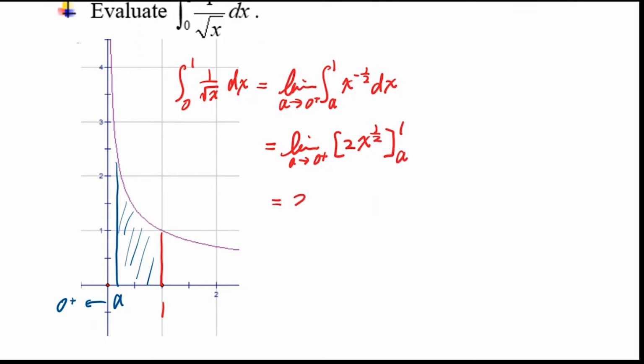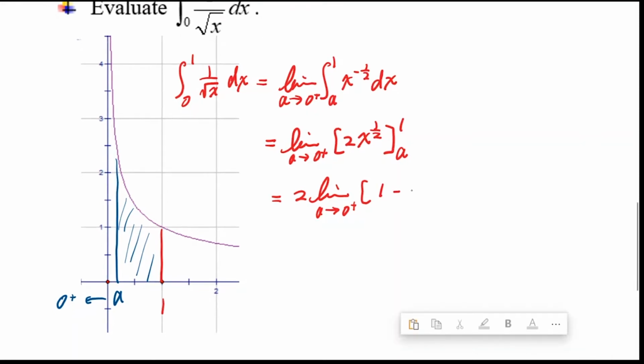Let's take that 2 out front, since it's a constant. So, as A approaches 0, we substitute 1: we have 1 to the 1/2 power minus A to the 1/2 power, the square root of A. Now we take the limit as A approaches 0, so this dies. So we have 2 as our answer. How about that? You get it?